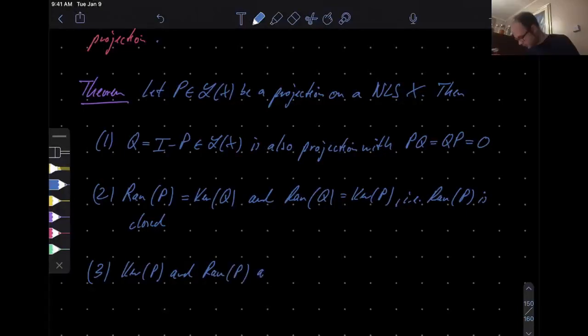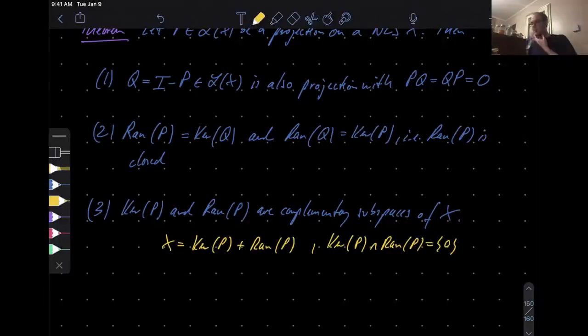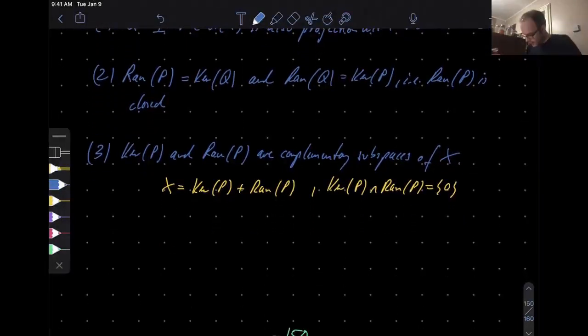The kernel and range are complementary subspaces of X. Alright, so maybe one more time I'll write what it means. So that means X is kernel P plus range P, and they intersect only in the 0 vector. Right, so they complement one another to get the full thing. All right, that's it. So now we have to prove this, and this is really just algebra, just playing around with the definition.